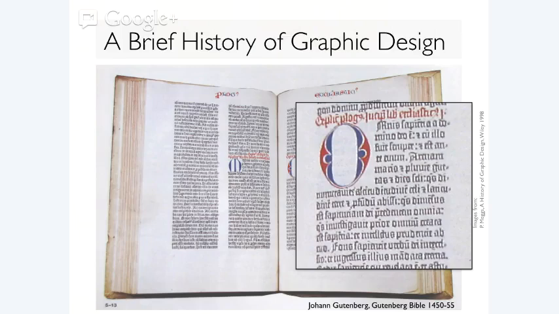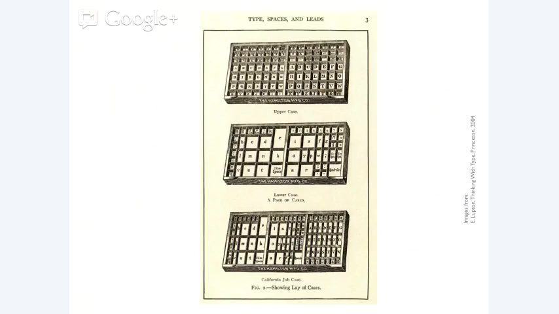Yeah, so we're printing type now, right? How is that done? Well, with metal slugs that you align into lines. And yes, printers had cases of these letters to assemble the lines. And they were organized into an uppercase and a lowercase. And just as you said, the size of the subcompartments in those cases were sized by frequency of the letters. So lowercase e, the most frequent letter in written English, that's why it gets the biggest compartment.